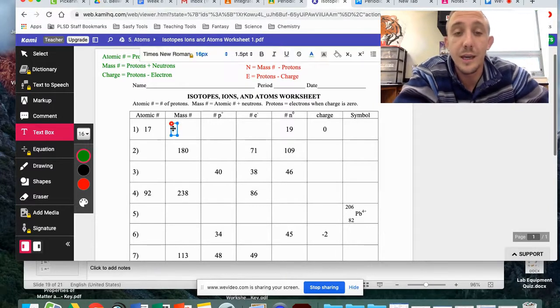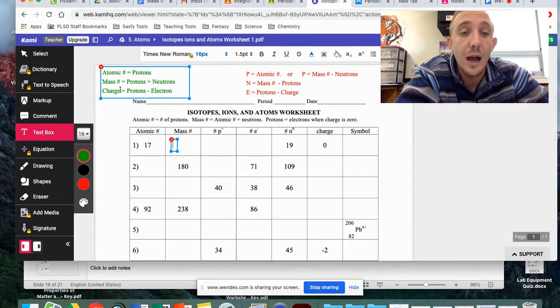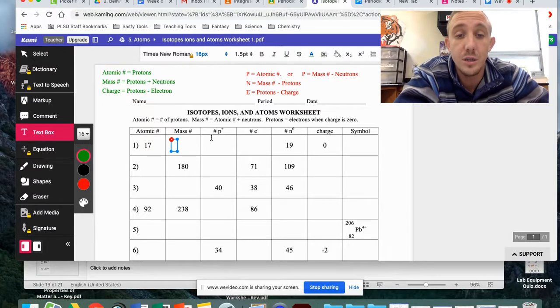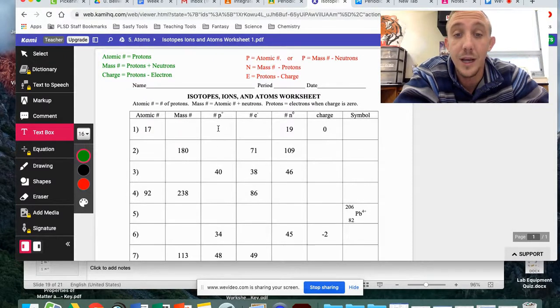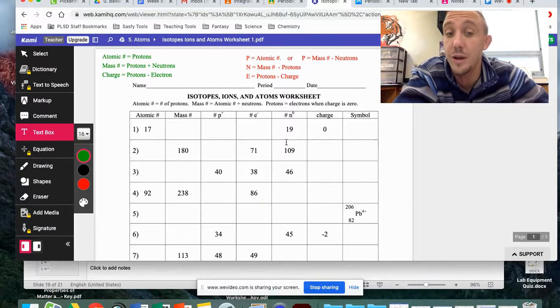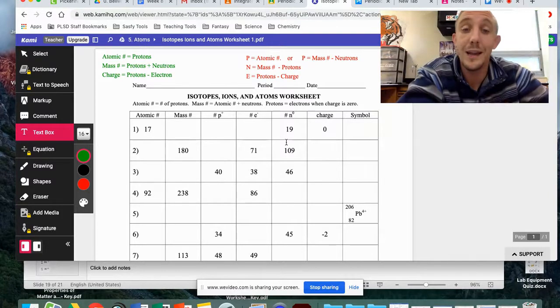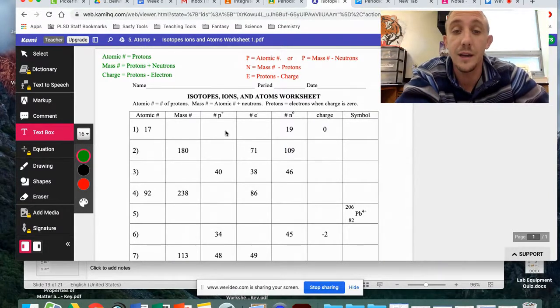Okay, so if I'm looking to find my mass number, I have an equation which I gave in your notes. Mass number equals protons plus neutrons. Well, the problem is I don't have my protons, but I have my neutrons. So I'm going to go ahead and continue to see what else I can find. How to find my protons.